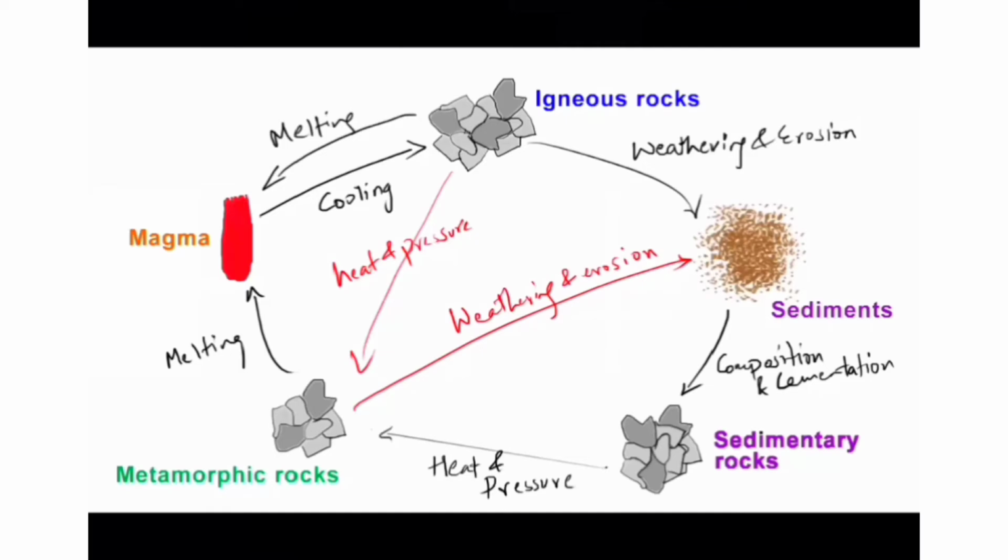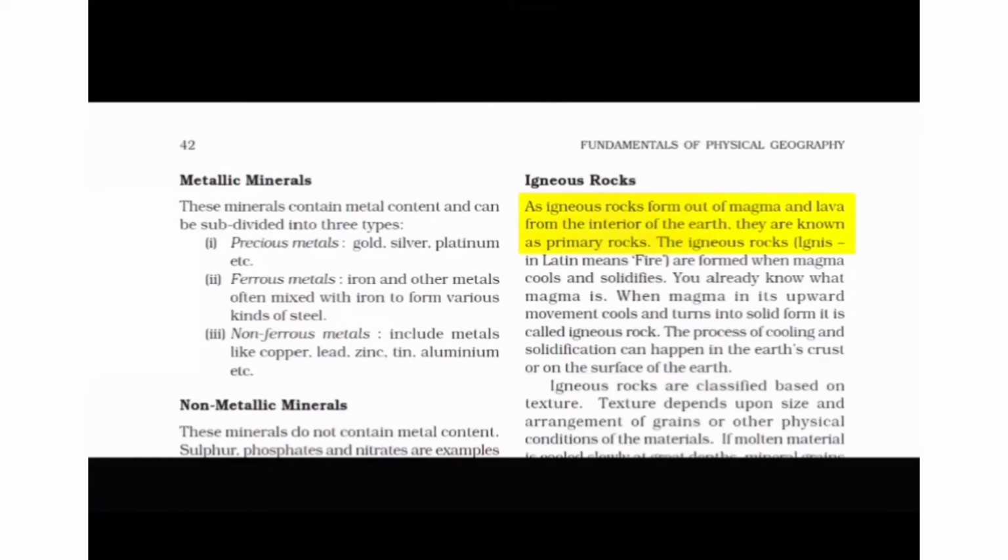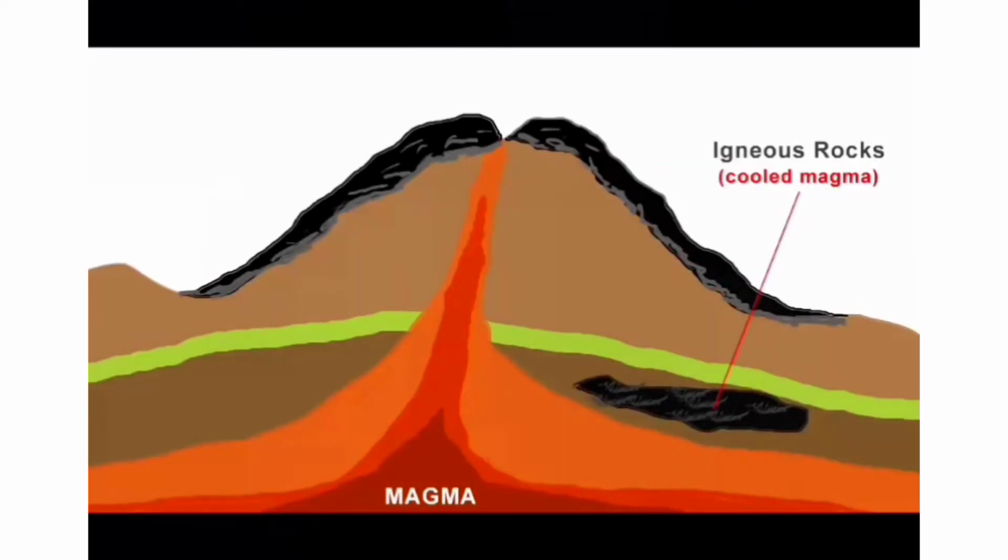Now let's talk about the rock cycle. This is the picture of a rock cycle. So rocks do not remain the same; with time, pressure and other natural forces they change form. Remember, we call igneous rocks primary rocks. The reason is that they are directly formed from the magma and lava when this molten material solidifies.